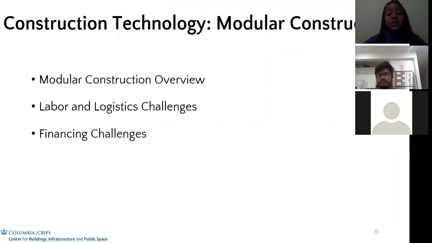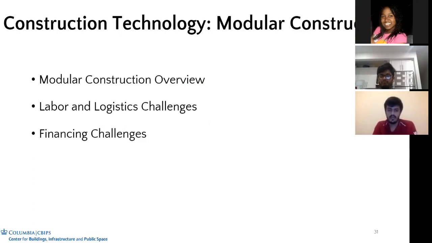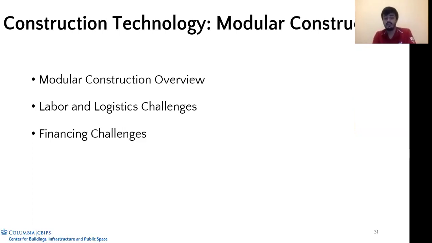Next, we're going to delve into different construction technologies, such as modular construction, that can potentially decrease the price of affordable housing. Smith, you can take it away. Yeah, so now we'll delve deeper into a sustainable solution to deliver affordable homes in a faster way. One such solution that we focused on is modular construction. We'll start with an overview of modular construction, then address the labor and logistics challenges that modular construction brings, and the financing challenges.